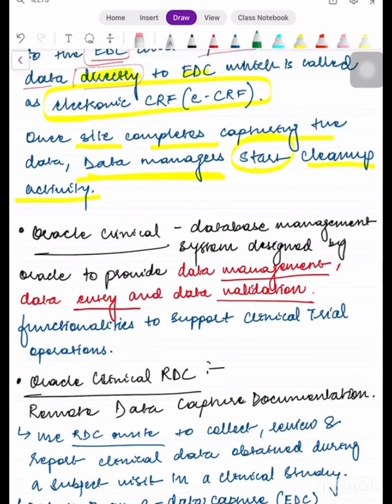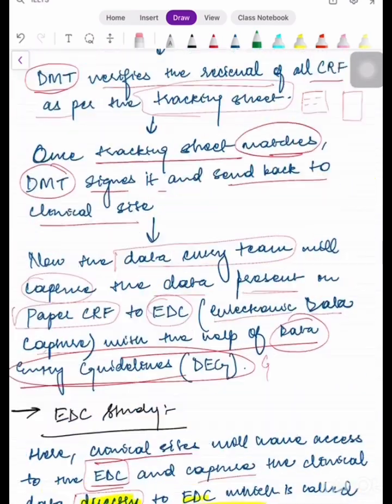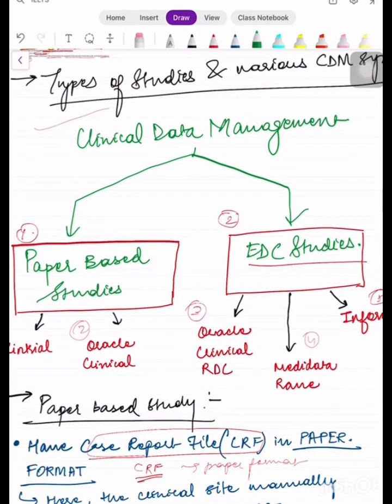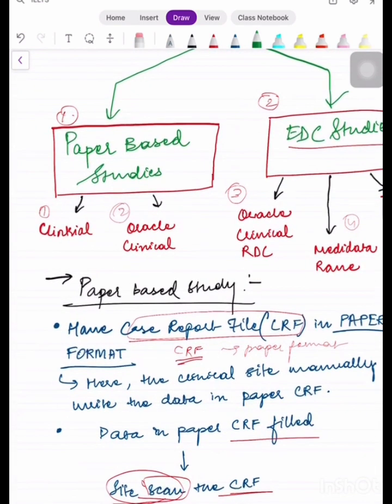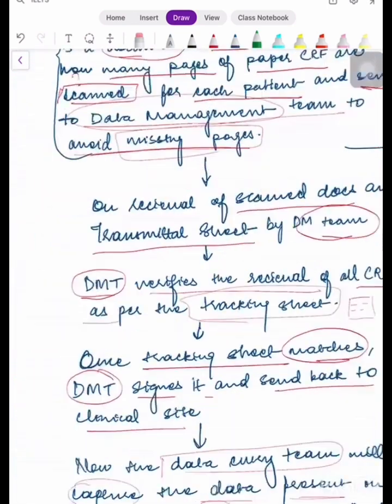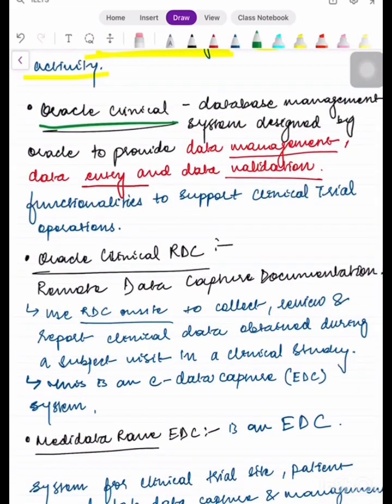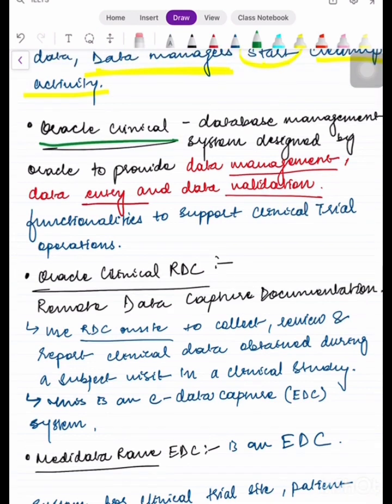Now there is something known as Oracle Clinical. When we studied this classification of types of studies conducted under clinical data management, paper-based study, we learned that there were two kinds of applications that helped. One was Clintrial and the second one was Oracle Clinical. So we will learn a little bit about Oracle Clinical. It is a summary form taken from different websites, including Oracle Clinical itself.